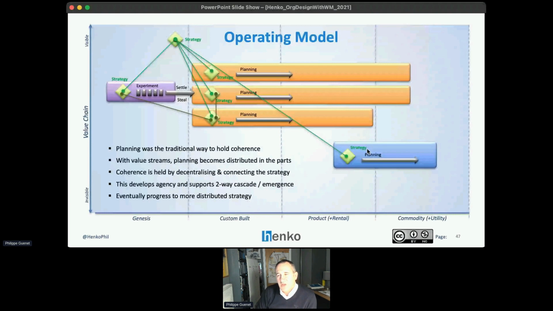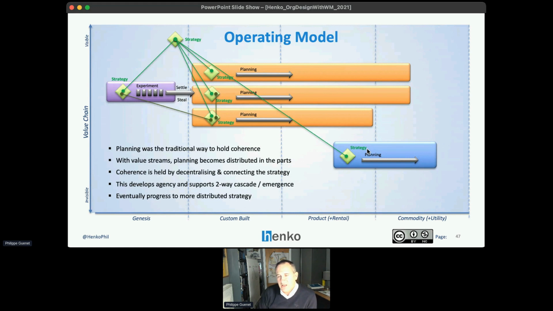But the interesting thing is when you want to create agency in those value streams, you need to distribute the strategy, not just the planning. And that's where it becomes a lot more difficult in organizations, because they don't necessarily have a structured way of doing strategy. Very often the strategy is actually a roadmap. So as you're looking to distribute the planning, how do you ensure the coherence across the value stream, across the work system? Generally it's through strategy and strategy deployment.